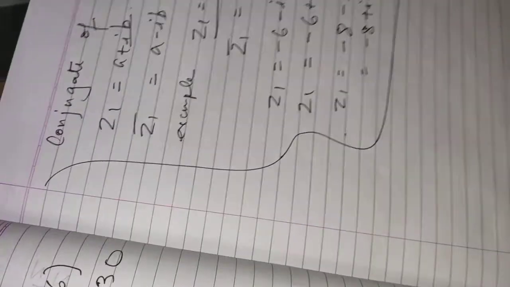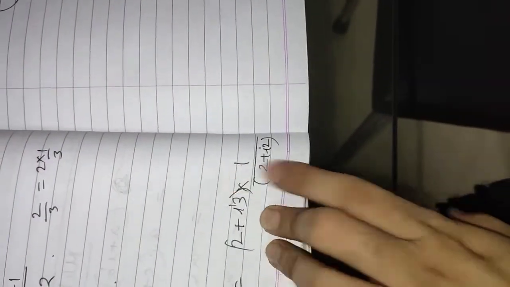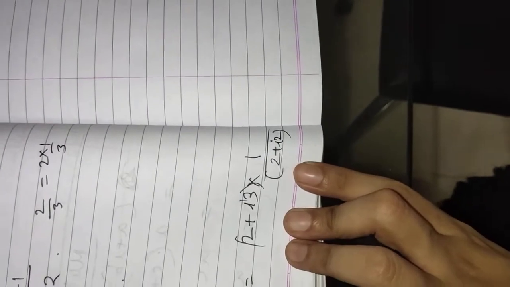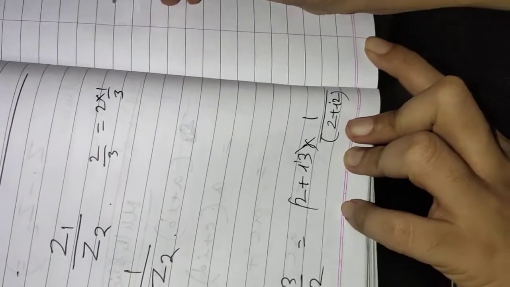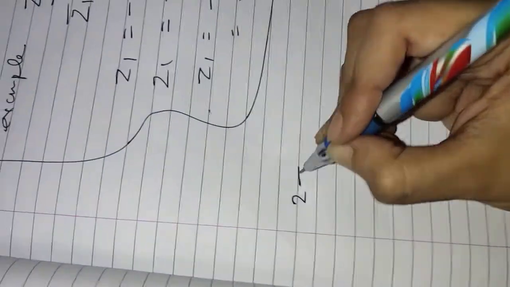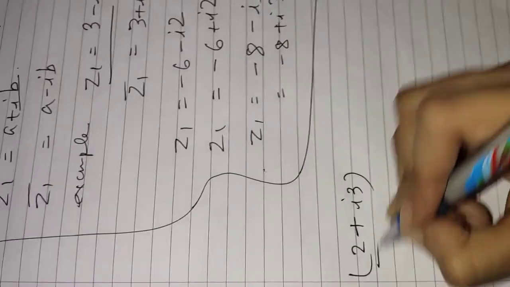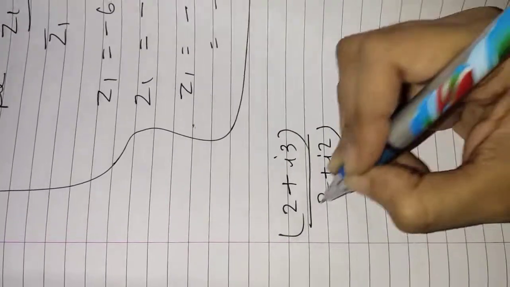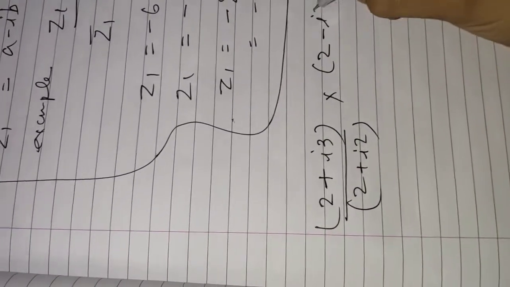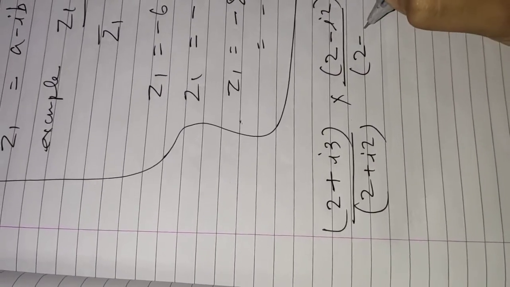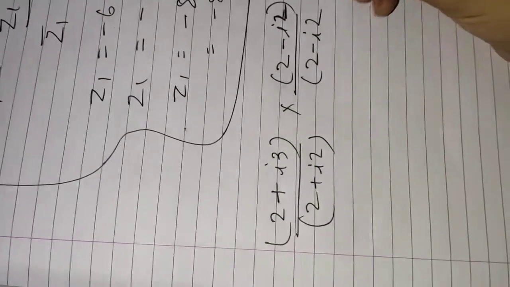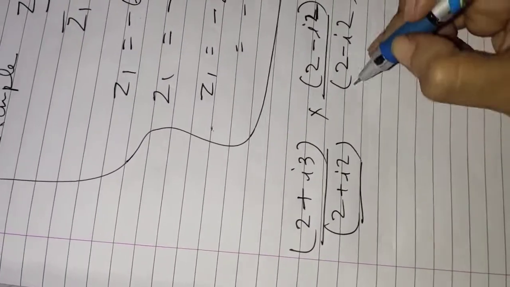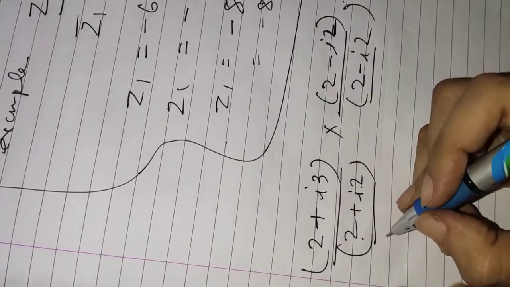So now, let's get back to this part. Both the numerator and the denominator have to get multiplied by its conjugate. So what is the conjugate of 2 plus i2? It is 2 minus i2. So I need to rationalize the denominator: 2 plus i3 by 2 plus i2, and let's get it multiplied by its conjugate. It's not i square, guys, it's i2. It's looking like i square, but it's not. So again, as we know the formula, this is a plus b into a minus b.